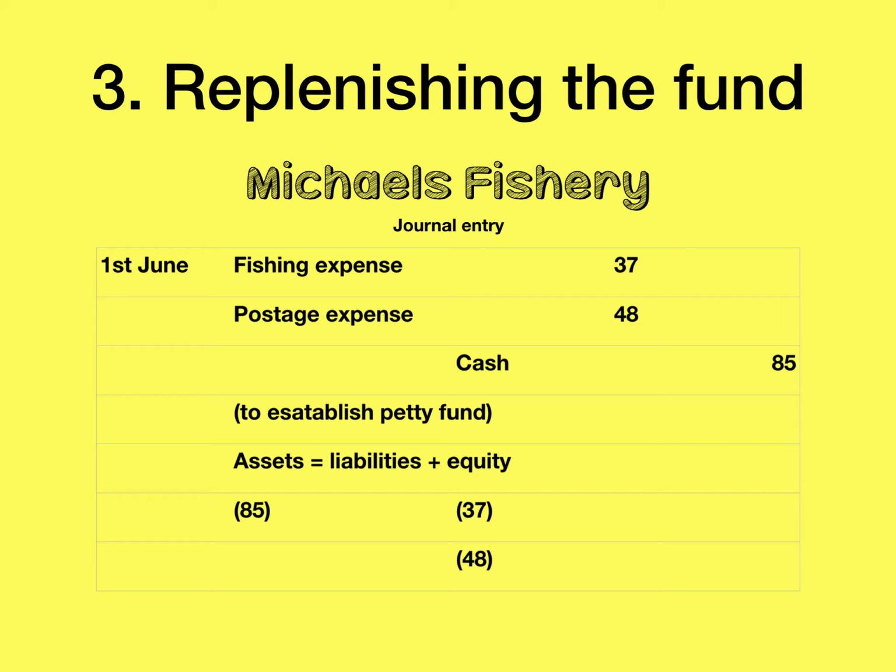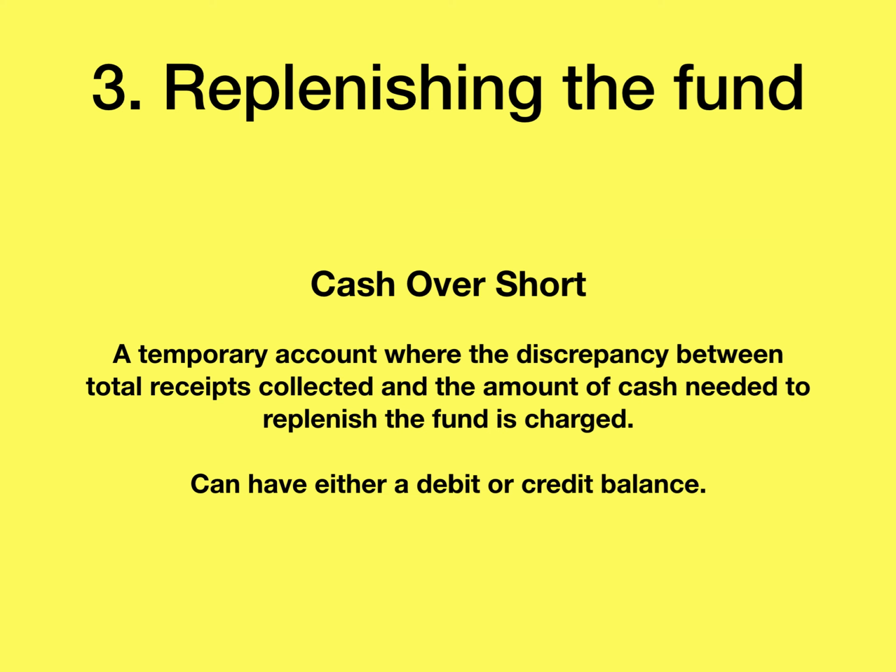The journal entry for replenishing the fund can be seen below, where the expenses are debited and the cash is credited. In some cases, when the fund is replenished, there will be a difference between the cash needed for the replenishment of the fund and the total amount of receipts. This can be due to incorrect change or failing to obtain all receipts.